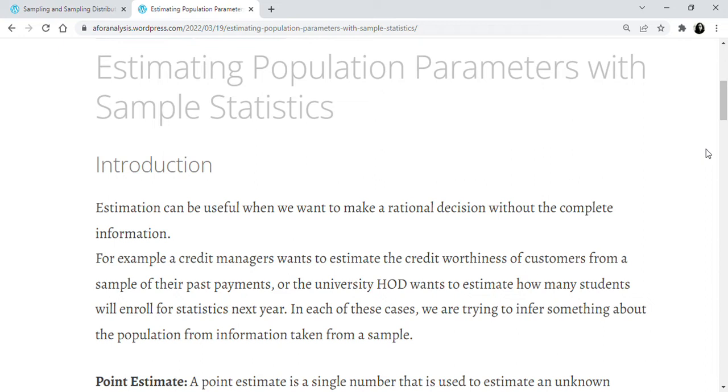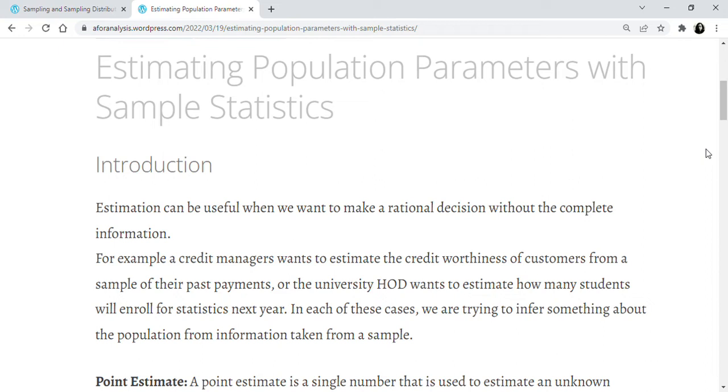So estimations can be useful when we want to make a rational decision without the complete information. Complete information here means we don't have the data for the entire population. Even in such cases, we have to make an important decision or inference about the entire population. But how do we do that?